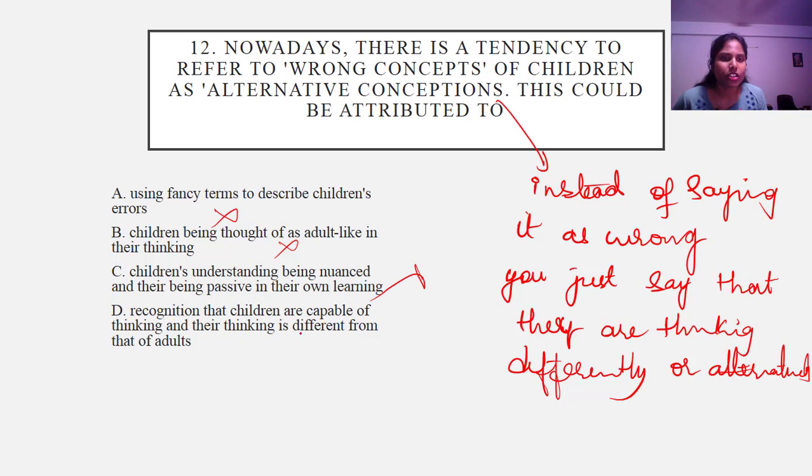Recognition that children are capable of thinking and their thinking is different from the adults. Yes, this perfect answer is D. It is just a kind of motivating the child without making him feel bad that whatever way he's thinking is wrong. We can motivate them by saying that you are just thinking differently from the actual aspect.